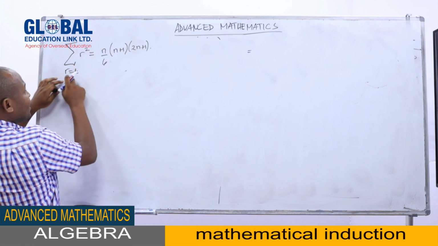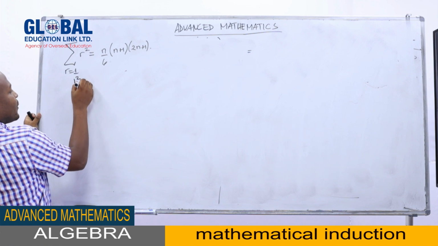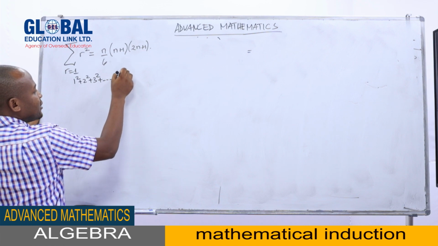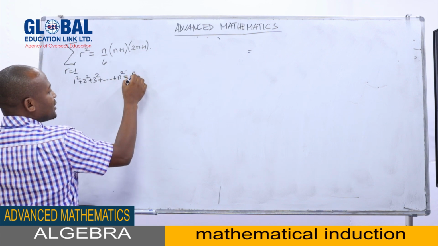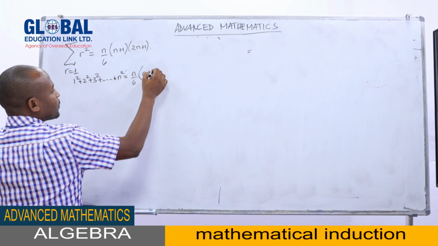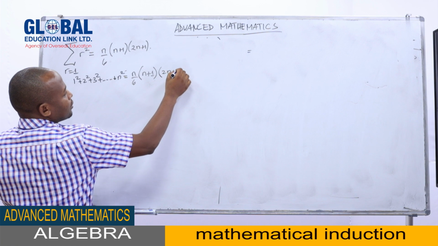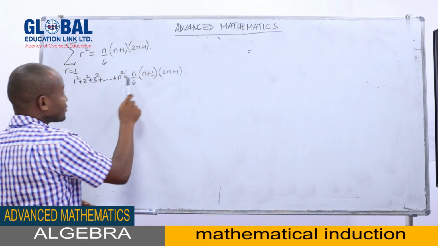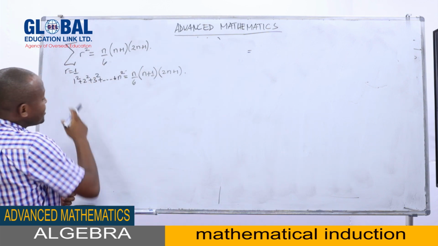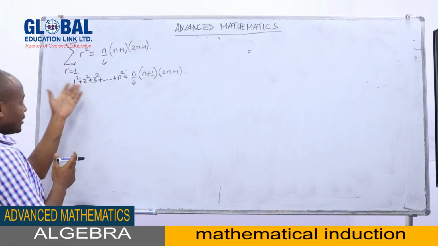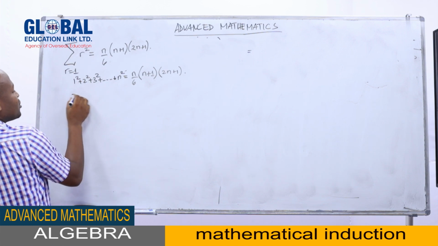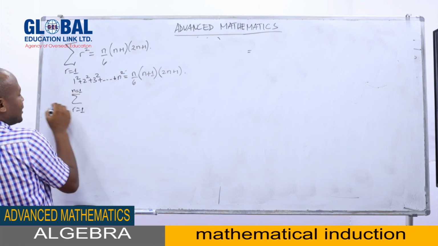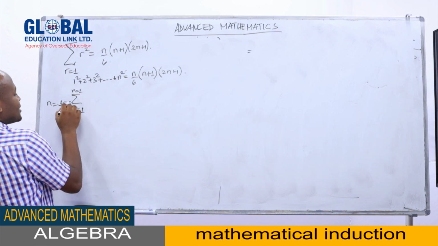Now, if you write this in series form, you have 1 square plus 2 square plus 3 square plus down to n square, which equals to what? We know the formula is n over 6, n plus 1, 2n plus 1. The principles of mathematical induction tell us to prove this from the first few steps. That means we can prove for the first one, when n is equal to 1.